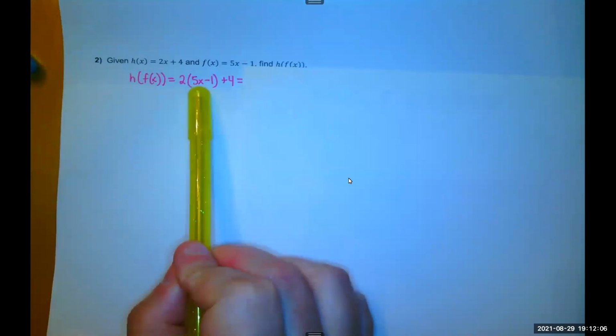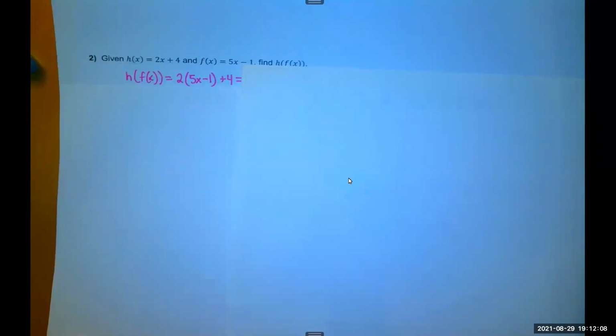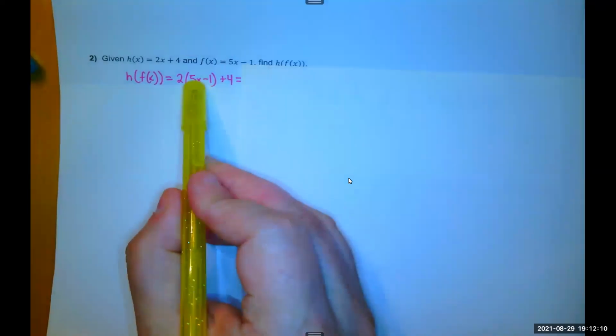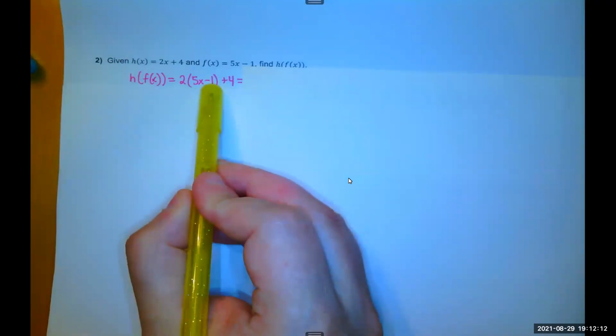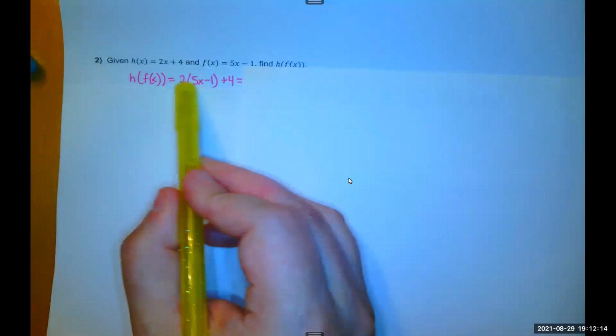Instead of 2 times x plus 4, it's 2 times the quantity of 5x minus 1, plus 4. As both 5x and -1 are multiplied by 2, that's what this notation means. I get 10x minus 2 plus 4. I have like terms, -2 and +4, so 10x plus 2. It's the simplified answer. The third one says find g of f.